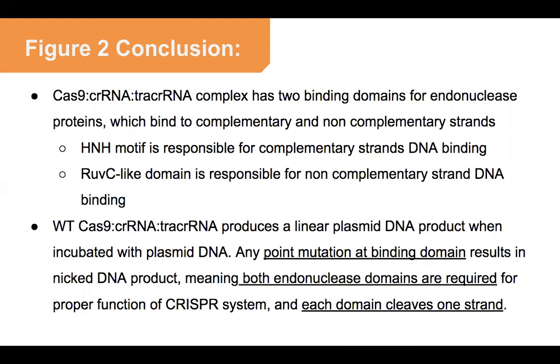So the main conclusion again is that the HNH motif is responsible for complementary strand DNA binding, whereas the RuvC-like domain is responsible for non-complementary strand binding. And as I illustrated earlier, the wild type combination of these three facets together provides a critical immunity for bacteria. They produce linear plasmid DNA cleavage products, and any point mutation on either of these is going to result in a nicked product, as both are required for proper functioning.